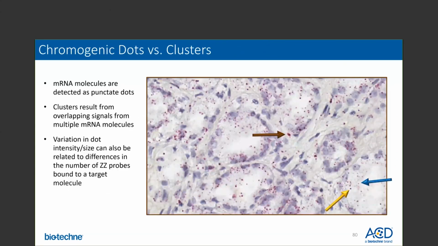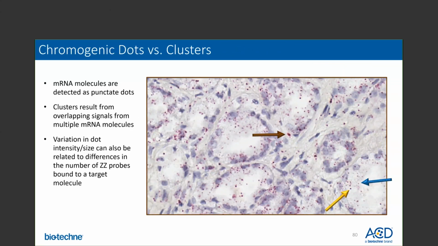In this image from a chromogenic red assay, the signal appears as numerous punctate red dots of various sizes and intensities and a few clusters. It is the number of dots and or clusters that are important, rather than the size of the dot or the intensity of the dot.